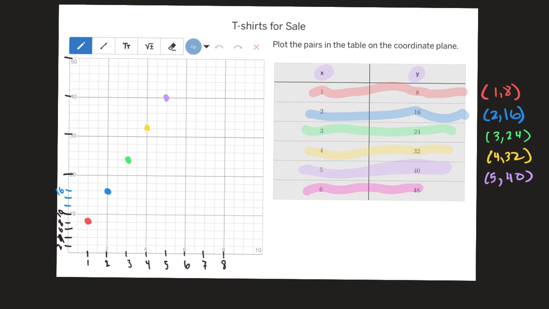Okay, our last point is 6, 48. So I've got the point 6, 48. So go over to 6, up to 48, which is really close to 50. There we go. So now I've plotted all my points on the graph. We know this table is already proportional. We did that in the previous slide. So since we know this graph is proportional, we're going to draw a straight line and see what happens with the proportional relationship.